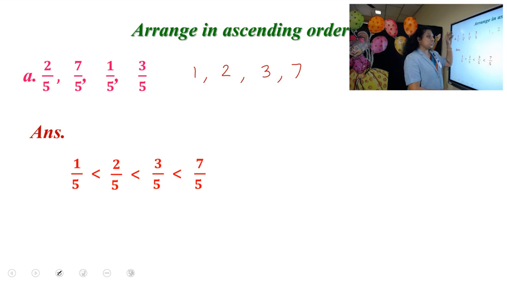number. Which is the smallest? 1 comes as the smallest. Or the greater numerator, that is the greatest fraction. See, this is the greatest fraction. Arrange according to that. So 1 by 5 is less than 2 by 5, is less than 3 by 5, is less than 7 by 5. Look at the next question.